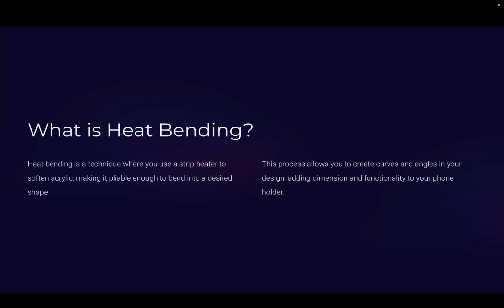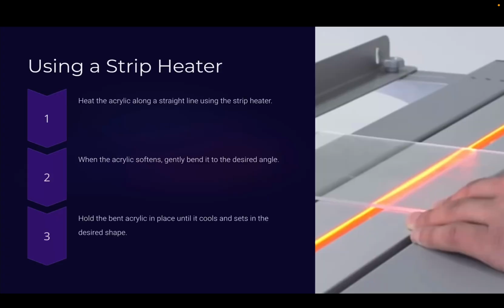The school will provide you with heat bending machines with a strip heater to make curves and angles in acrylic. The process of heat bending is to heat the acrylic along a straight line using the strip heater. And once the acrylic is softened, you're going to bend it into the designed angle or shape. Of course, while the acrylic is still hot and soft, you've got to hold it until it cools and hardens.